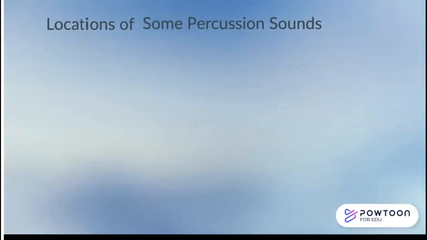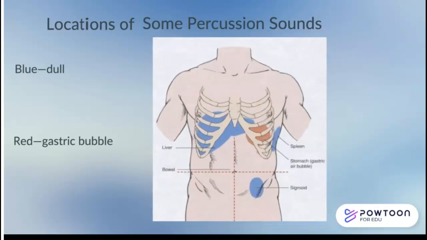Here are the locations of some organs that you may be able to elicit on your percussion, as well as where the gastric bubble is. Blue indicates the organs, and the red indicates that gastric bubble.